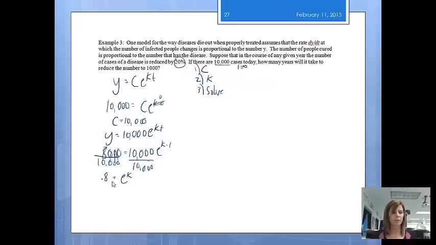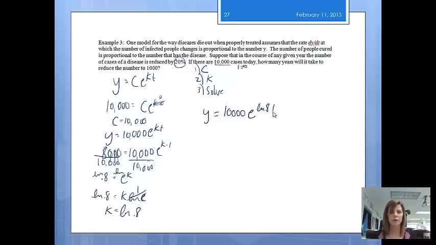And then from here, we can go ahead and take the natural log of both sides. So I'll have the natural log of 0.8 is equal to, bump my k out front, so k ln e, ln of e is 1. So I know that k is equal to the natural log of 0.8. All right, rewrite my equation now. y equals c, which was 10,000, e to the ln 0.8 t. And then from here, we've got everything ready, so now I'm ready to solve the problem.